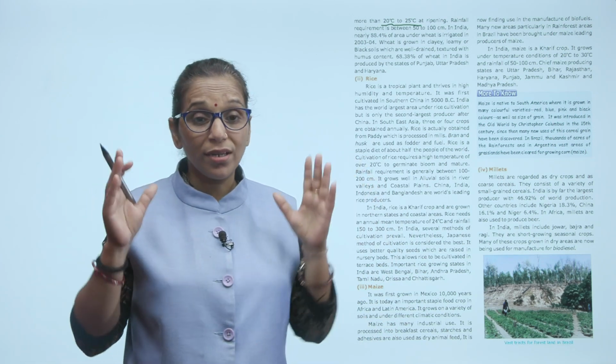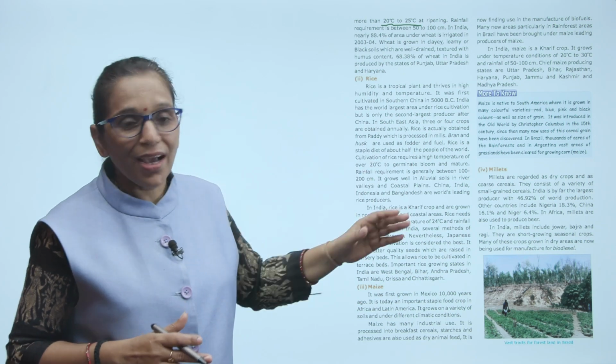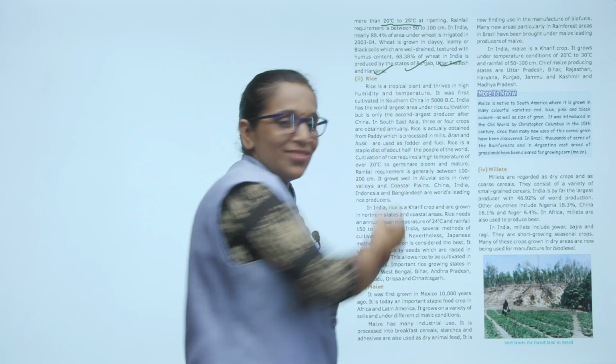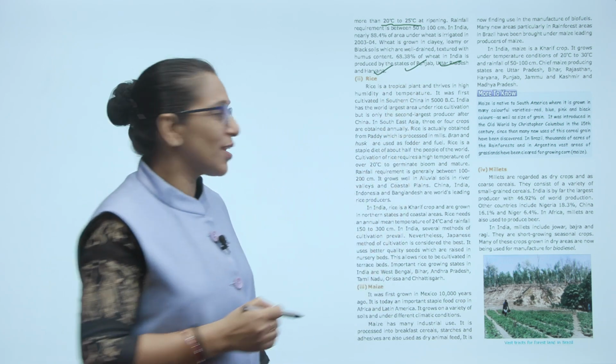Wheat is grown in clay, loamy, black soil and well-drained soil with humus content. 68.38% of wheat in India is produced by the states of Punjab, Uttar Pradesh and Haryana. Now moving to rice.